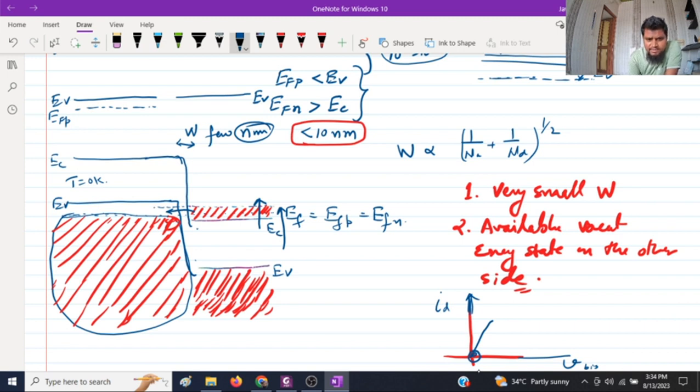The maximum will be when the Fermi level comes over here, exactly in line with EV on the P side. If EFN is exactly equal to EV on the P side, then there will be maximum tunneling possible. So in this case, there will be maximum area contributing to the tunneling, right? And hence the current will reach its maximum value.